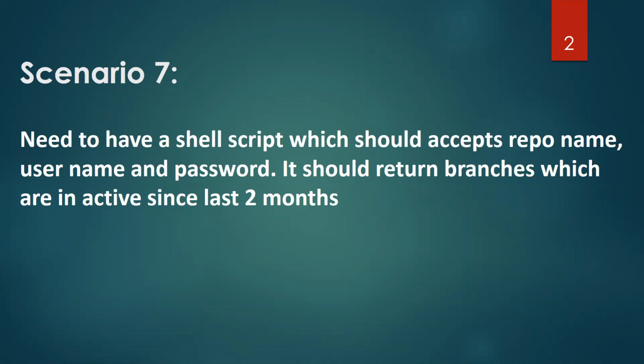Coming to this scenario, I need a shell script which should accept the repo name, username, and password. It should return the branches which have been inactive since the last 2 months. First I'll take an example and execute my script, and then we will see how I have achieved this particular scenario. So now let's go ahead and run my shell script.